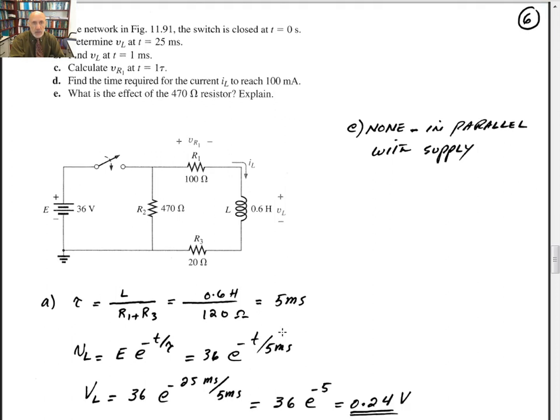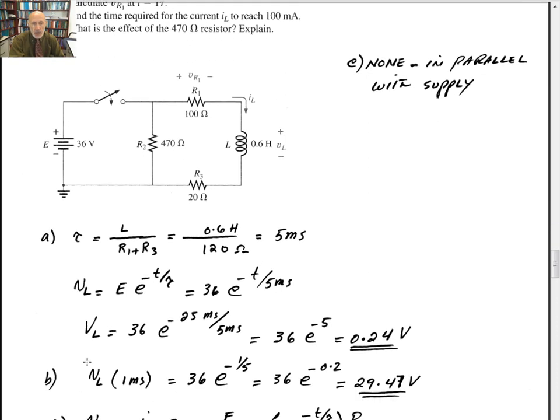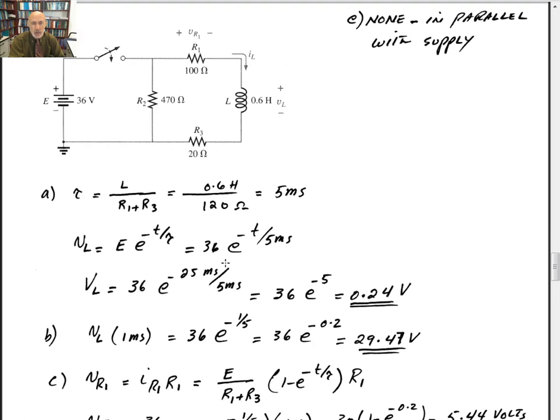So the voltage V sub L would be E. Initially there's no current, so all that voltage, the 36 volts, is going to appear across the inductor because there's no current flowing through it. So that's 36 e to the minus t divided by 5 milliseconds. At 25 milliseconds, 25 divided by 5 is 5 time constants. So the voltage across the inductor is very close to 0. That gives you 0.24 volts.